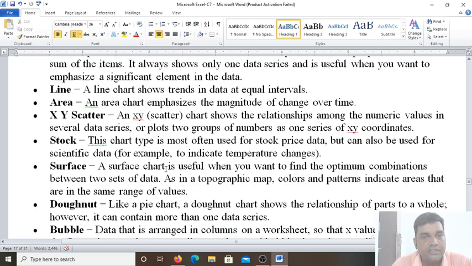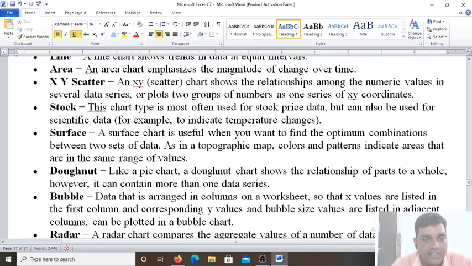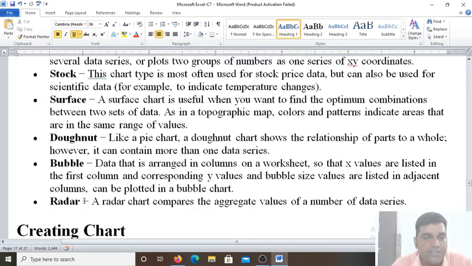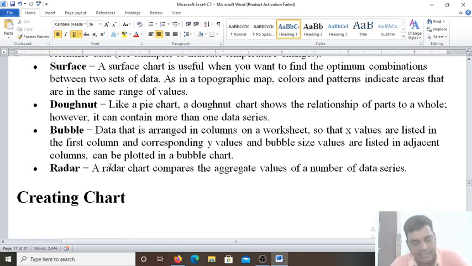Next is the stock chart. This stock chart is not in the syllabus, but it is there. This chart type is most often used for stock price data, but can also be used for scientific data to indicate temperature changes. Okay. Some other charts are also there: surface chart, donut chart, bubble chart, radar chart, which are in the syllabus of class 9. So I am not going into detail for that.